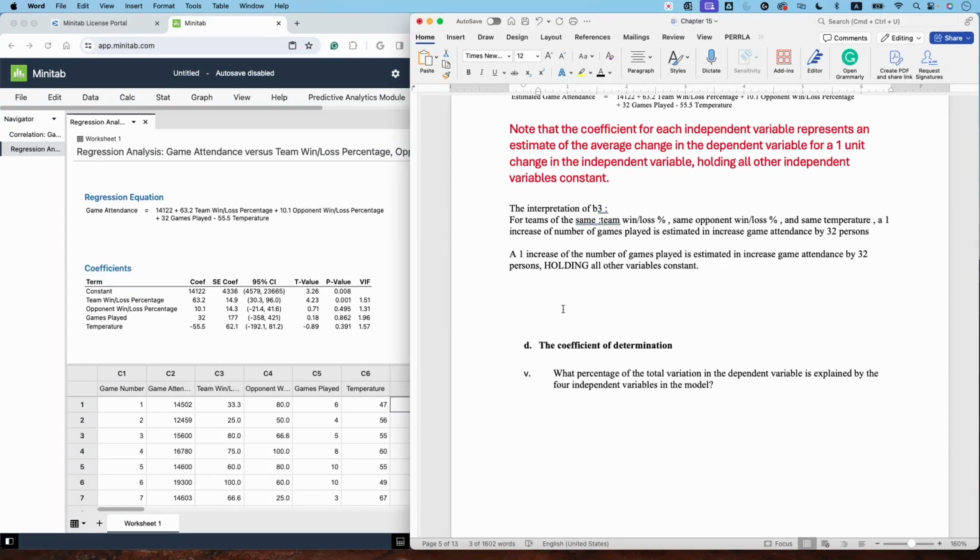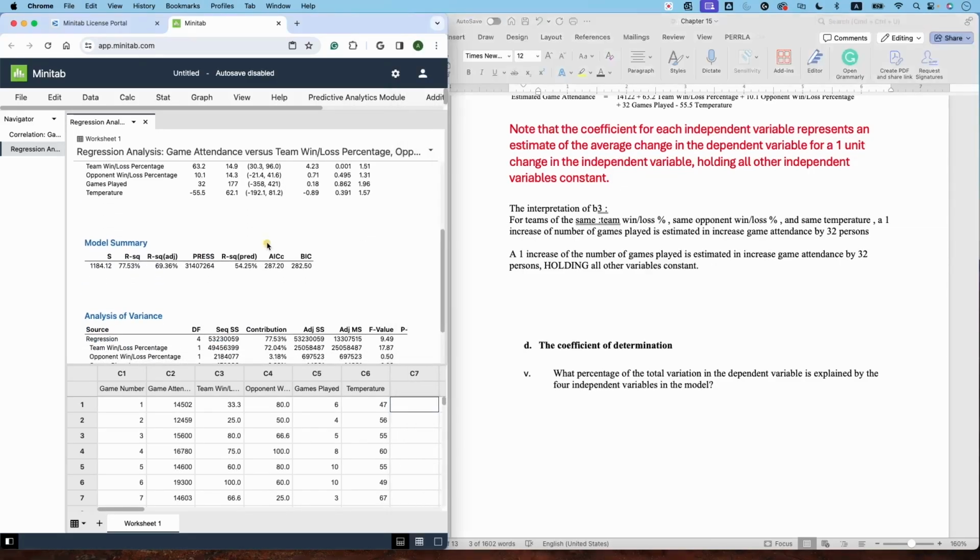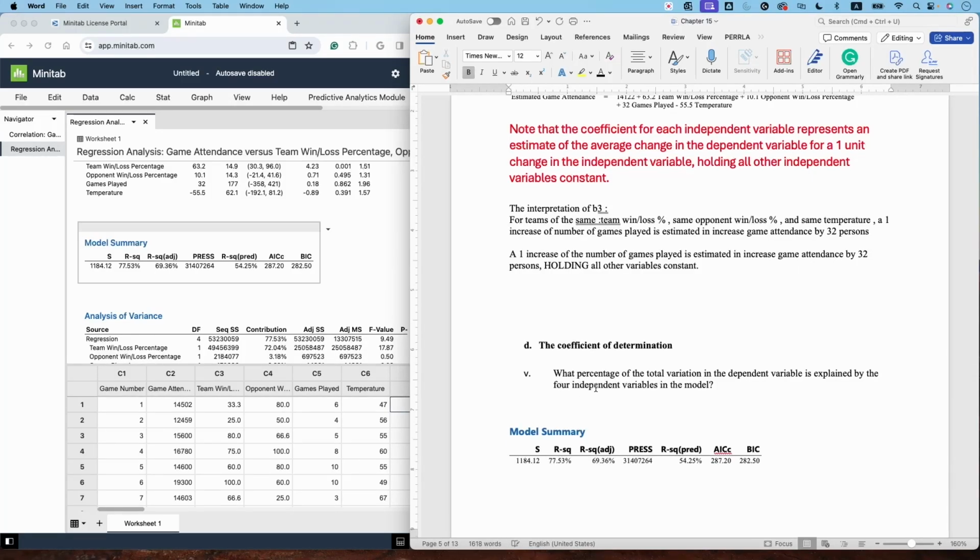We need to find the coefficient of determination, right? We have to look at the coefficient of determination, which is the portion of the dependent variable that is explained by the model or the other independent variables. Okay, so what we do, we look at the model summary. The question says, what is the percentage of the total variation in the dependent variable explained by the 4 independent variables in the model? And the question is technically asking you to find the coefficient of determination.